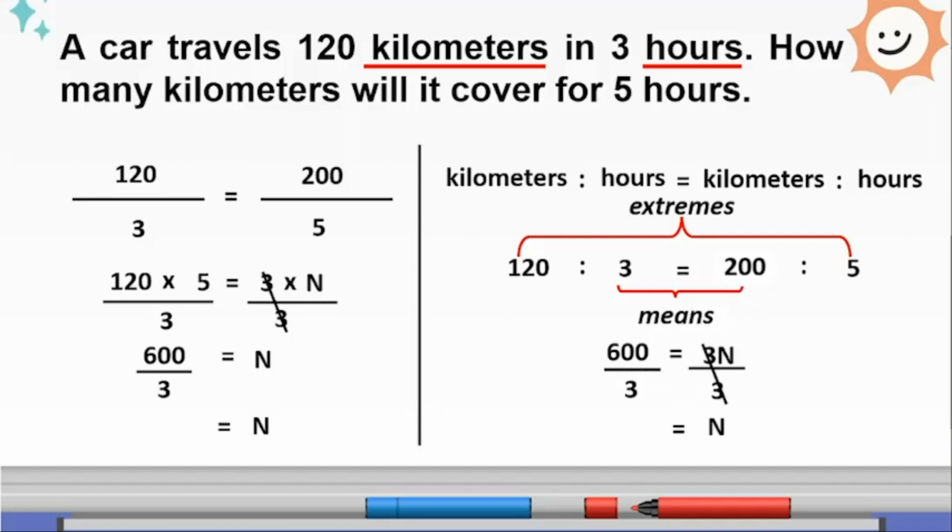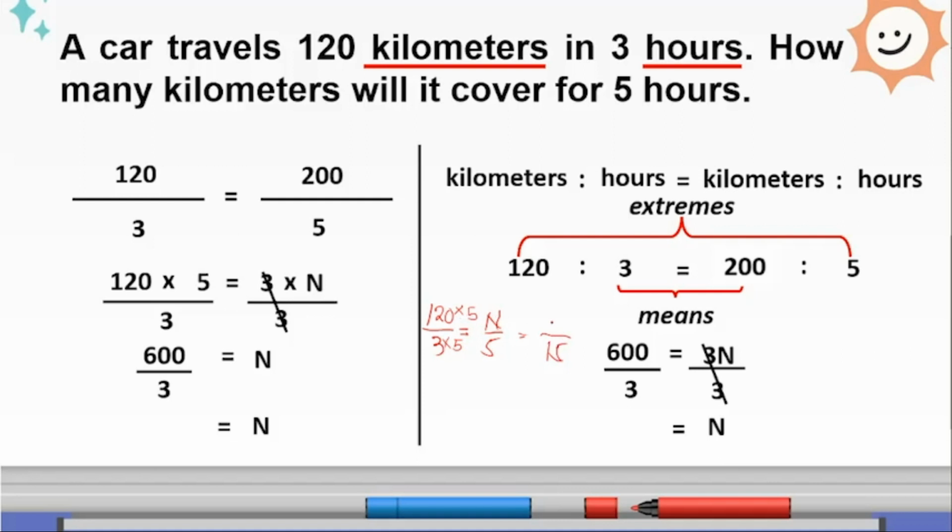So kung gagamitin din naman natin ito children ng higher term, we can do it this way. 120 as to 3 is equal to n as to 5. Okay. So hindi tayo makakapag-isip ng number na kapag minultiply natin sa 3, 5 ang magiging sagot. So we can do it in a higher term. So ang gawin natin, we can multiply it by 5, both by 5. So 3 times 5 is 15.